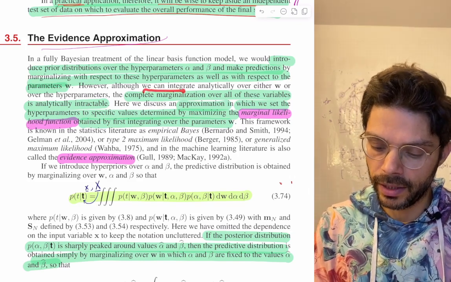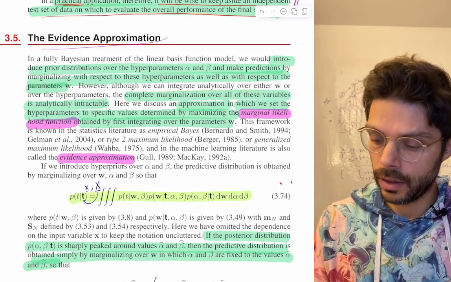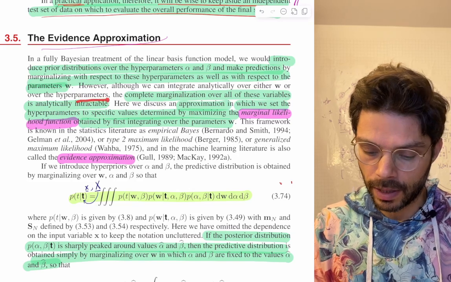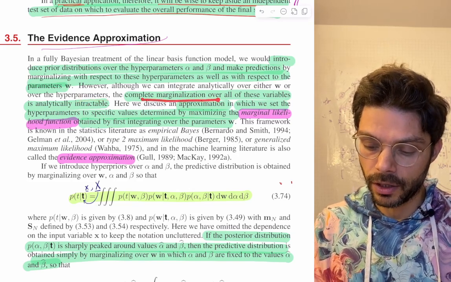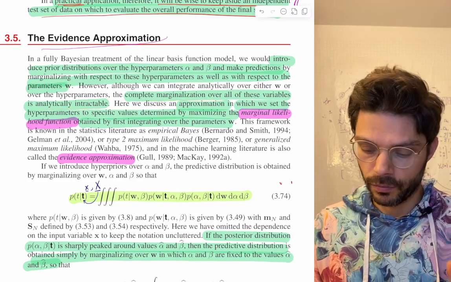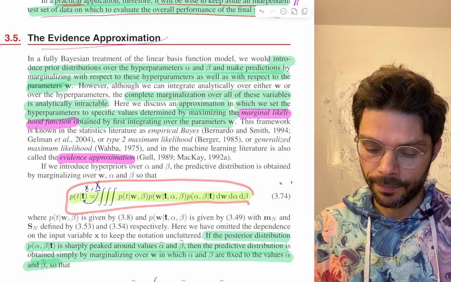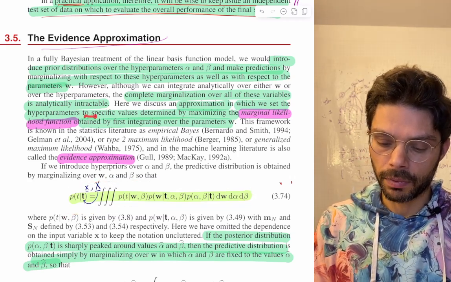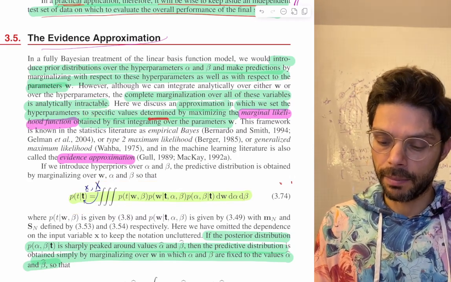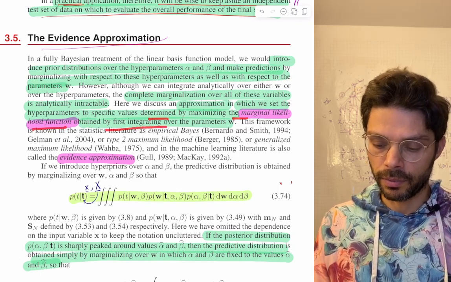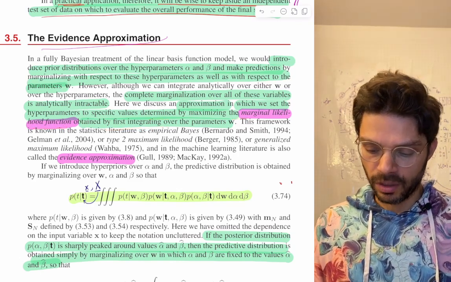Okay, so although we can integrate analytically over either W or over the hyperparameters, the complete marginalization over all of these variables is analytically intractable. So we can't do this big integral that we need. So here we discuss an approximation in which we set hyperparameters to specific values determined by maximizing the marginal likelihood function obtained by first integrating over the parameters W. So yeah, we'll see what he means by that.